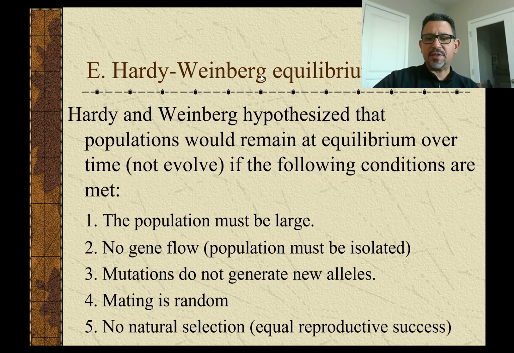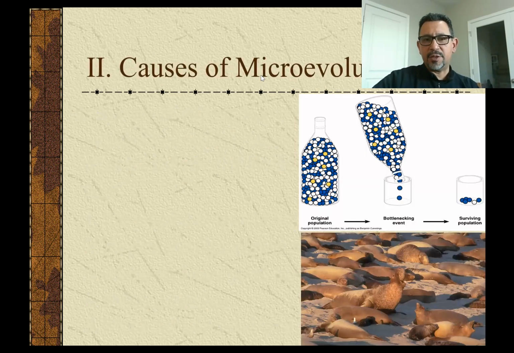As we look at this list, one can immediately say, wait a moment, what population can do that? Perhaps you can find a population that meets 1 or 2 of these conditions, but not all 5. Let's see how populations are unlikely to meet all 5 of these conditions.